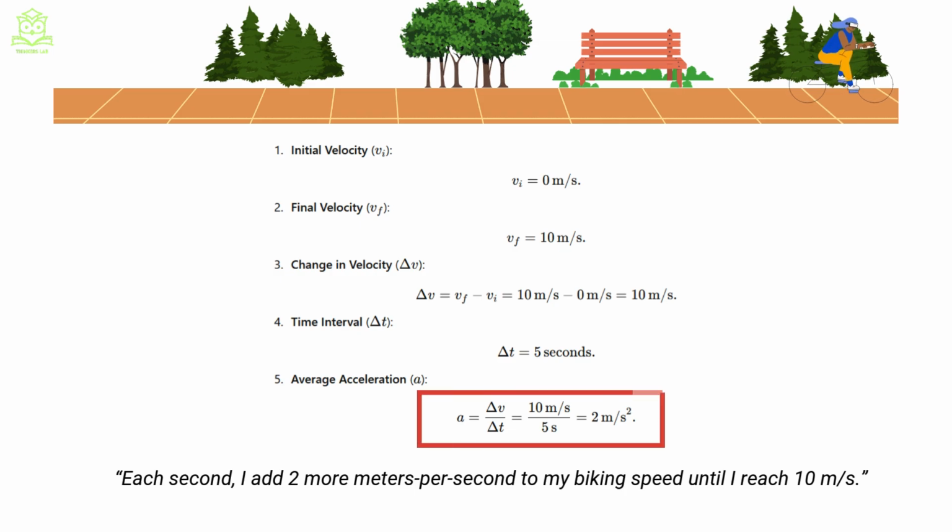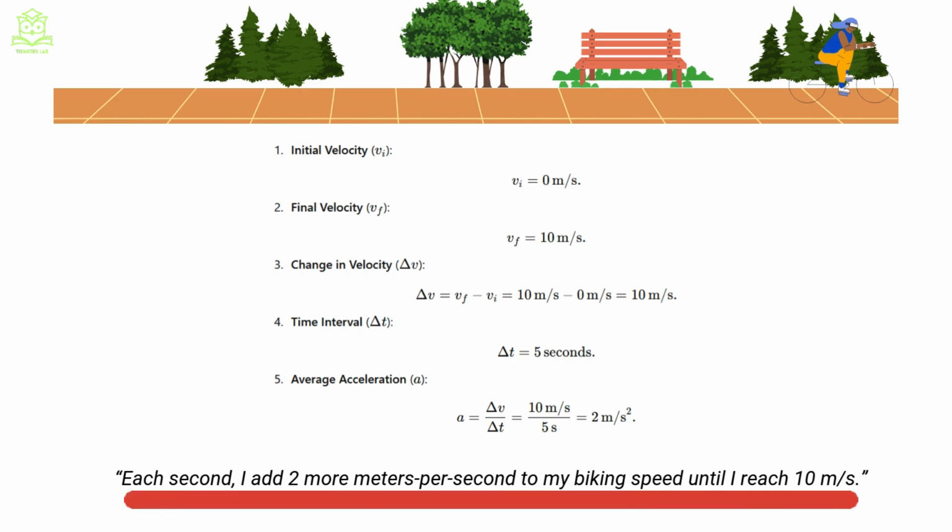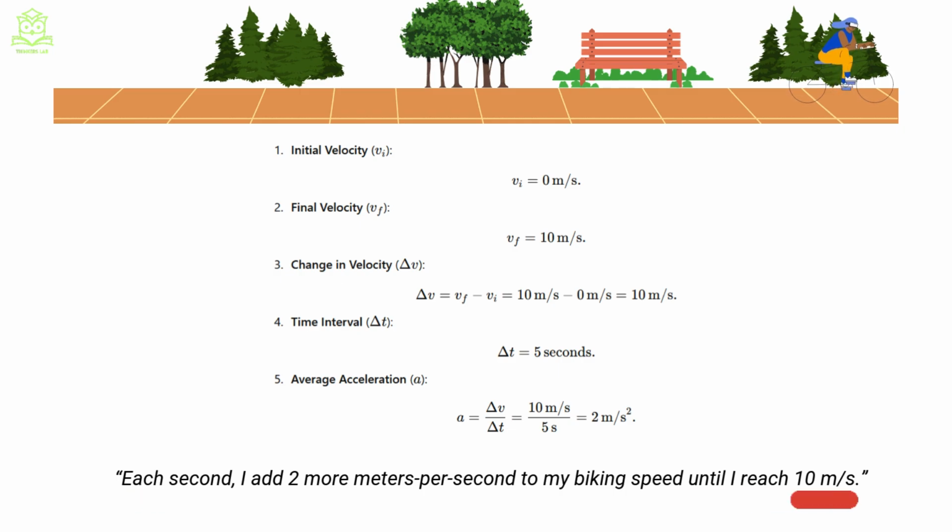An acceleration of 2 meters per second squared means every second, your speed increases by 2 meters per second. It's like saying each second, I add 2 more meters per second to my biking speed until I reach 10 meters per second. A real-life application.